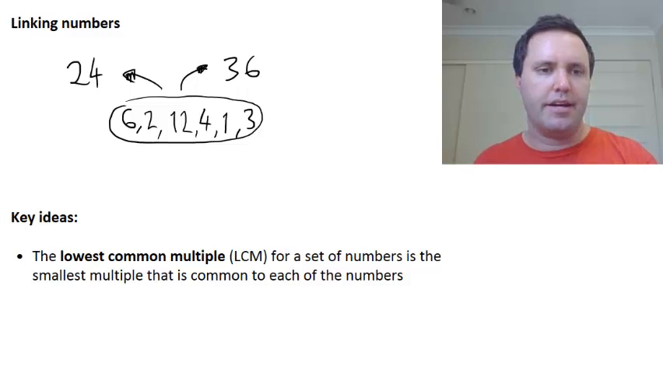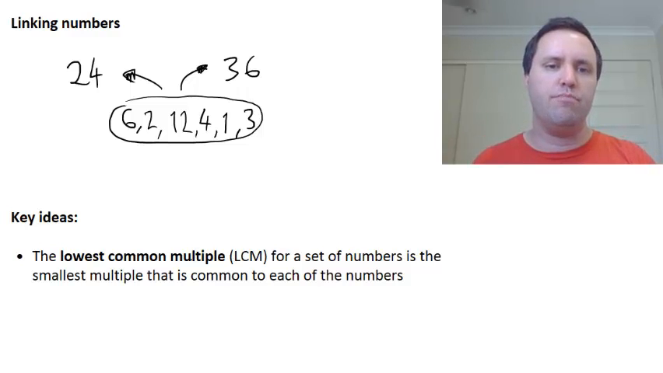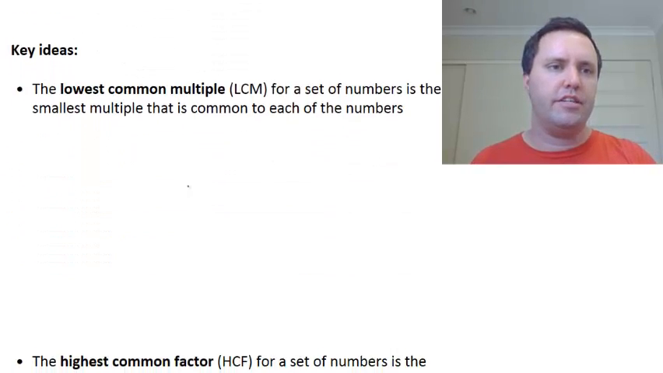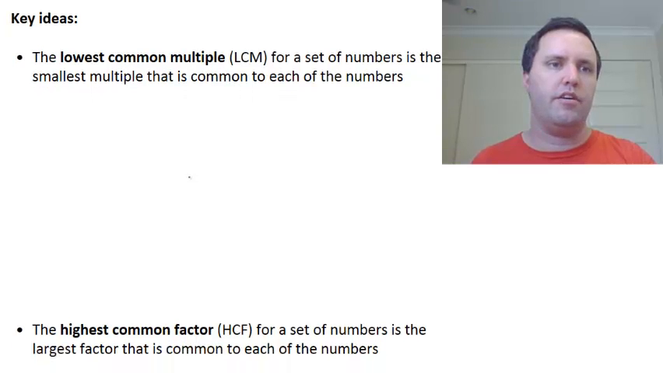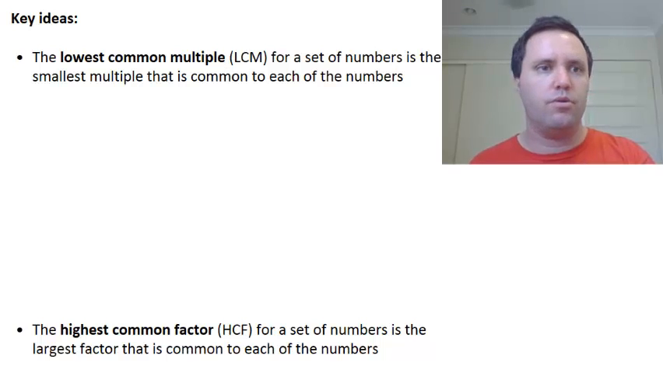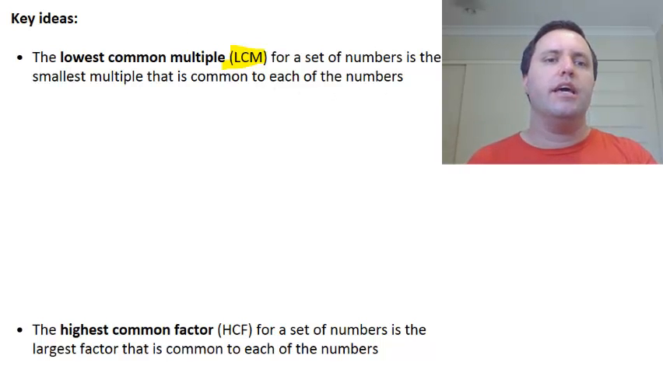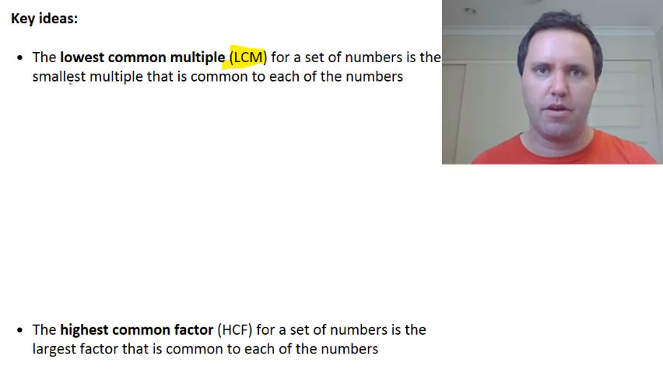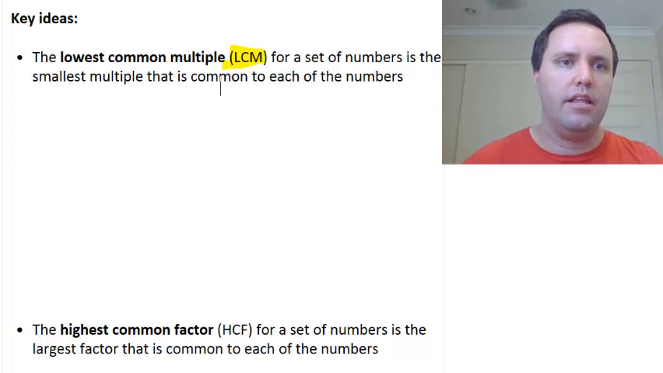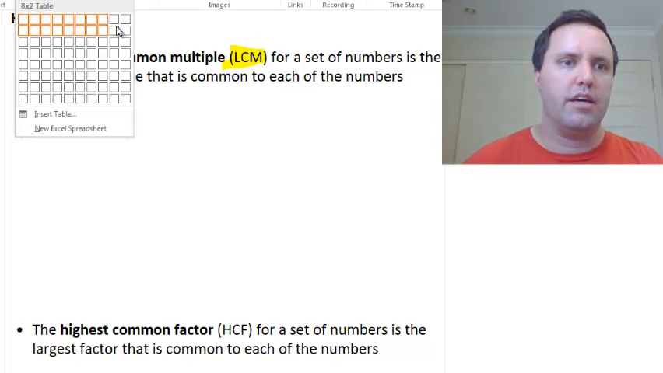Okay? Now, a couple of key ideas. There's two big ones for this one. The first is looking at this idea of being able to find the lowest common multiple, or, as you may have seen before, LCM for a set of numbers is the smallest multiple that is common to each of the numbers.